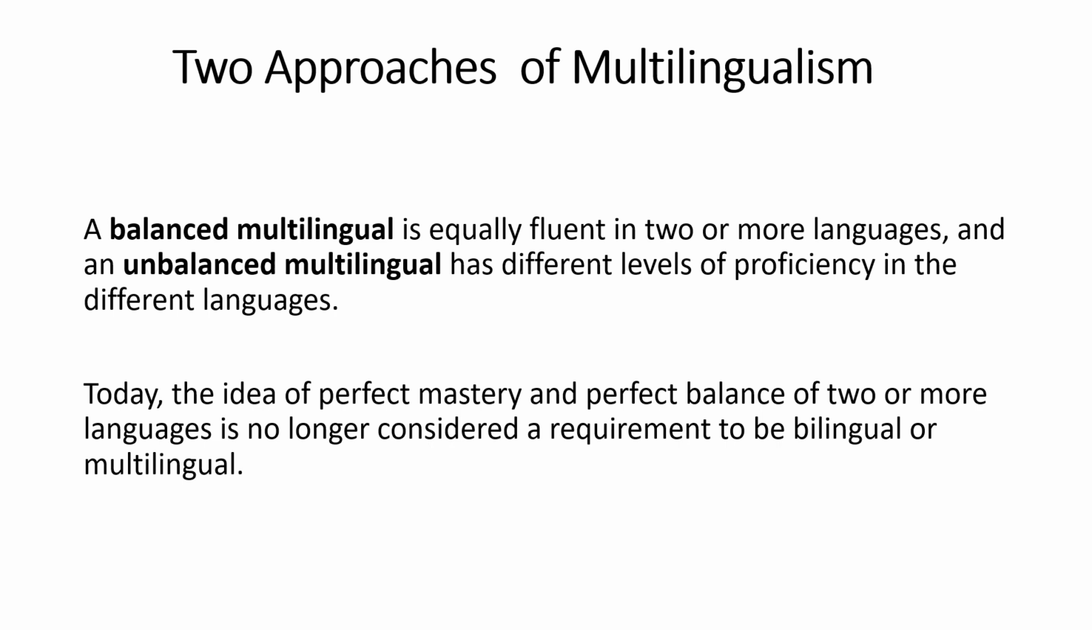A balanced multilingual is equally fluent in two or more languages, and an unbalanced multilingual has different levels of proficiency in different languages. For example, a person who knows two or more languages, take the example of the Pakistani community. We know three languages, right? National language, Urdu, official language, English, and a provincial language, Punjabi.